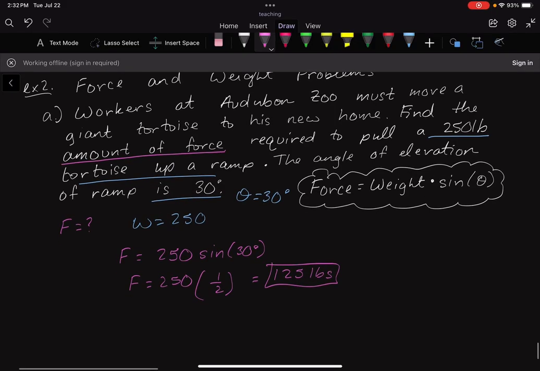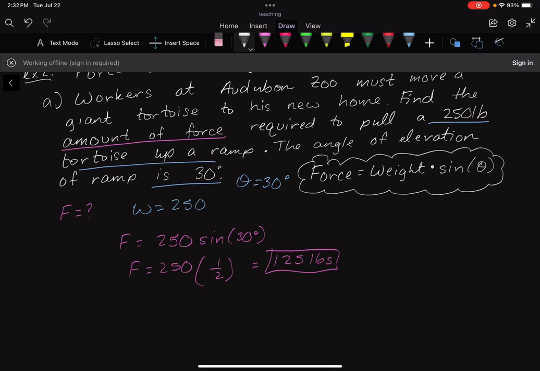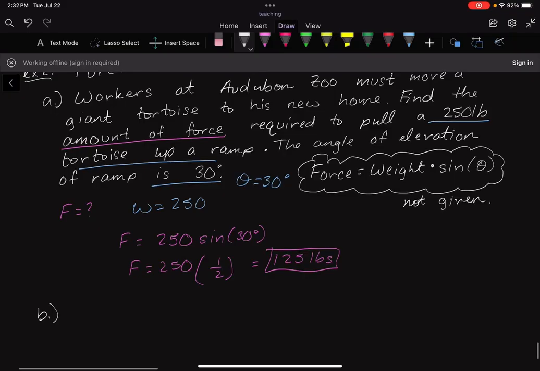So hopefully not too bad, because you've got the formula there. Now this is not going to be a given formula, so be aware of that. I won't give that formula on the test.